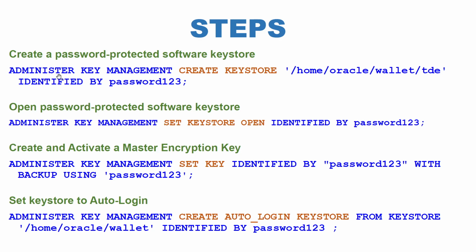To do that, we'll use administer key management, create key store, the location of our key store, and the password of our key store. Once the key store is created, we will say set key store open, so we'll open the key store. Then we'll create and activate the master key, so set key. And finally, we'll set the key store to auto login, saying create auto login key store. So: create key store, open key store, set the key, create auto login key store.